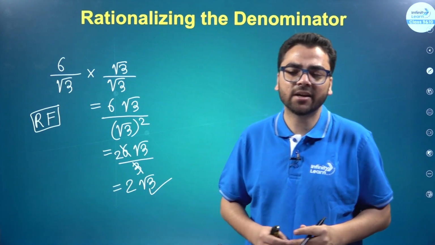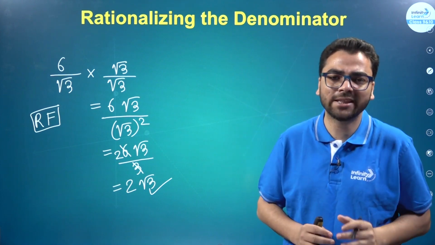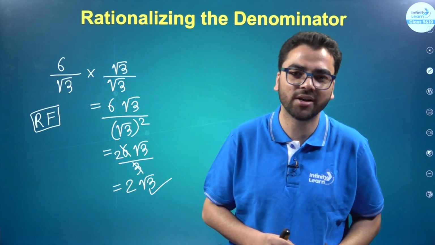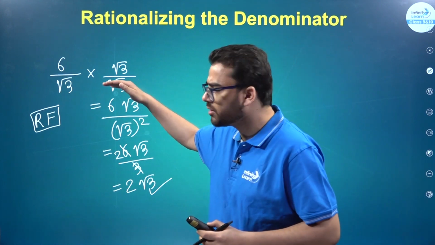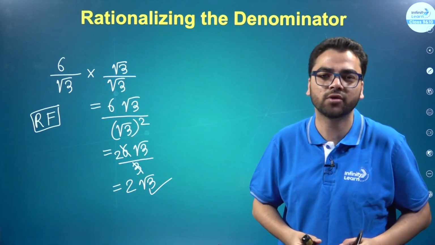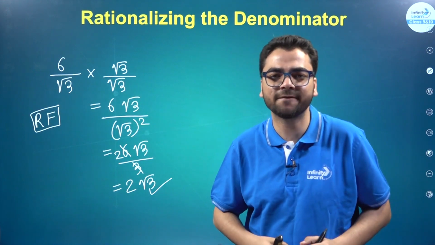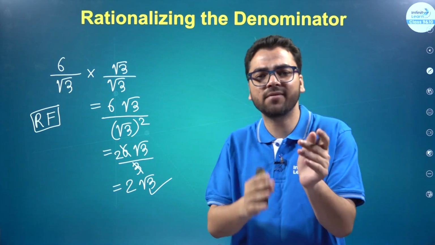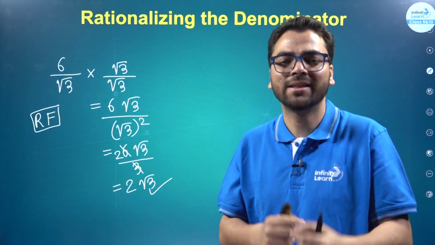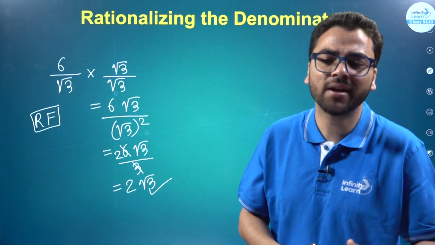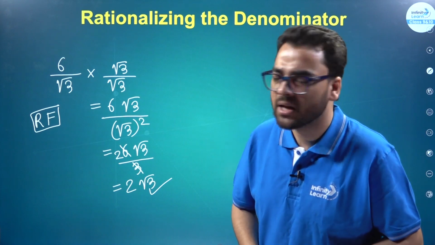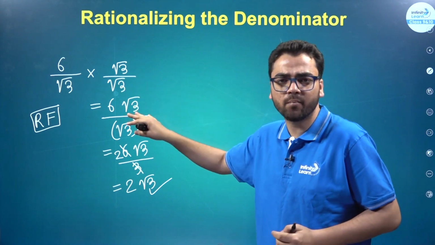Now basically, one thing which you must know is there are infinite number of rationalizing factors of an irrational number. Root 3 is not the only rationalizing factor of root 3. There can be other rationalizing factors as well. For example, if you take 5 root 3, 5 root 3 multiplied by root 3 is what? That is a rational number. So in that manner, there are infinite rationalizing factors of an irrational number.